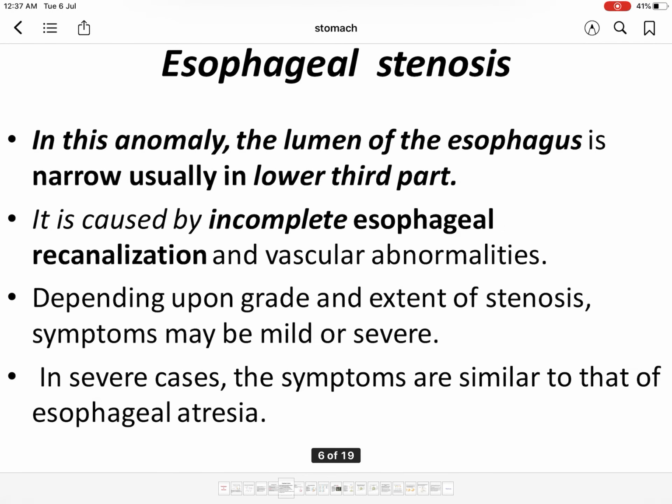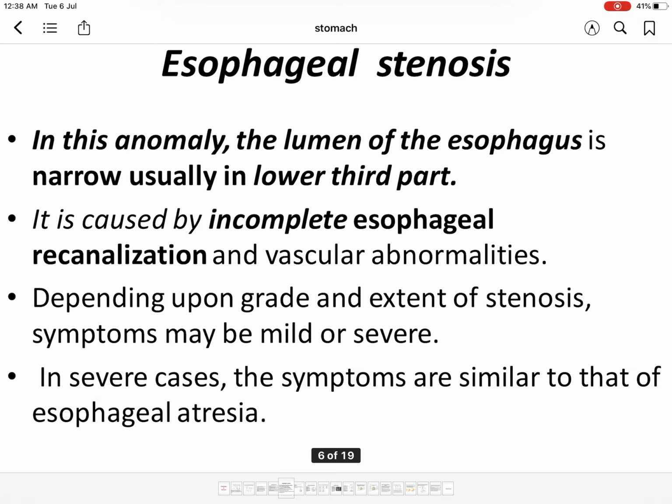Now what is esophageal stenosis? If the lumen of the esophagus is narrow, then this condition is called esophageal stenosis, and usually it occurs in the lower 1/3 of the esophagus. If there is complete loss of recanalization of the esophagus, then it is called atresia, and if there is partial failure of recanalization, then it will lead to esophageal stenosis.